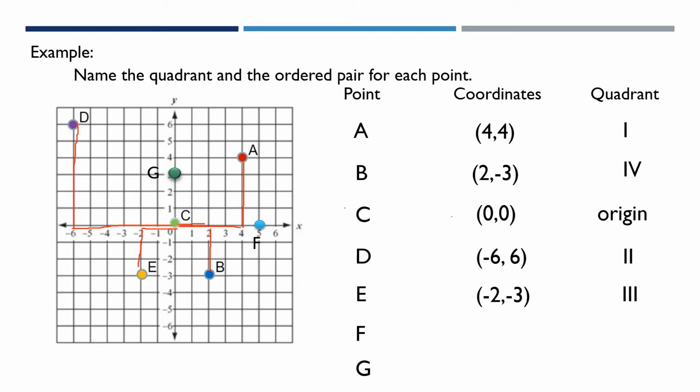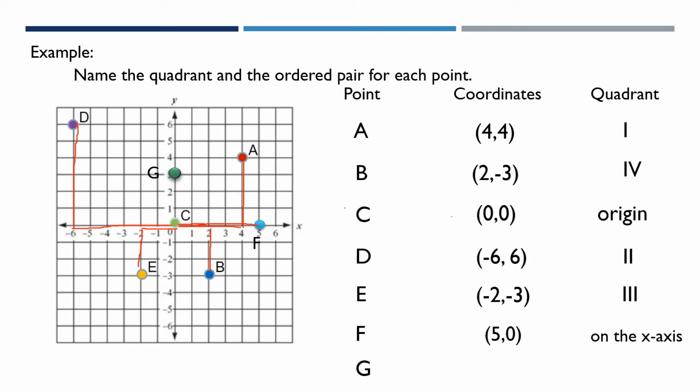Next point, we have point F. Horizontally, nakatapat sa positive 5. But vertically, hindi na siya nag-move, so nakatapat sa 0. Therefore, the coordinates of point F, we have 5, 0. And hindi siya nakalocate in any of the quadrant from 1, 2, 3, and 4 dahil siya ay nandoon mismo sa x-axis. Then, we have point G.